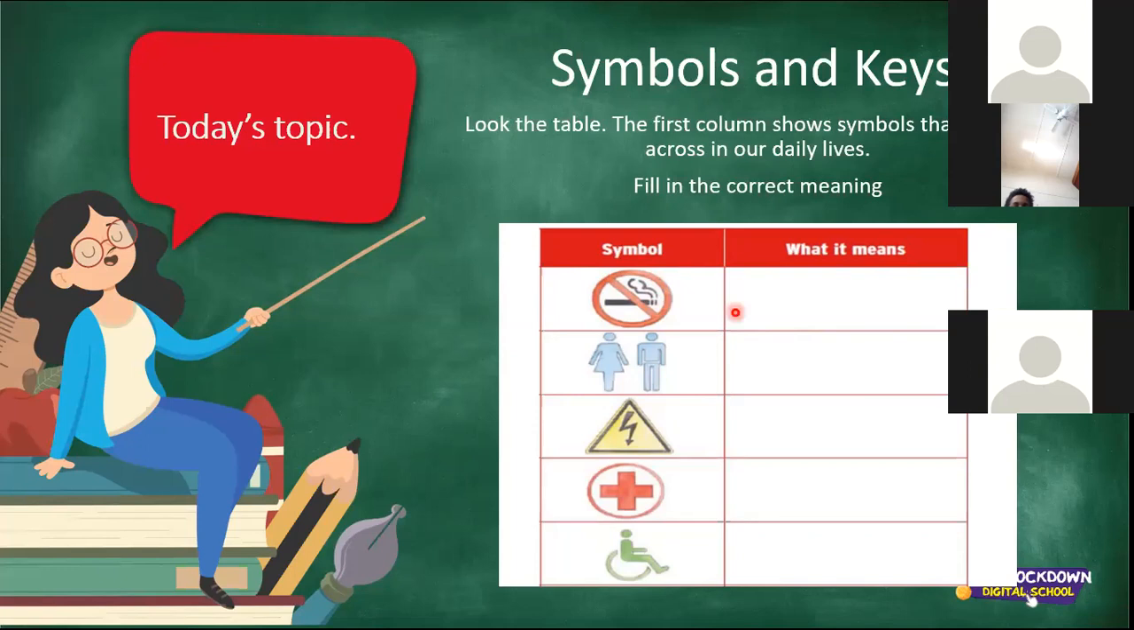So you raise your hand and you tell me the symbol number 1. We have Zoe on the line. Symbol number 1 is no smoking. No smoking. Thank you very much. That's correct.